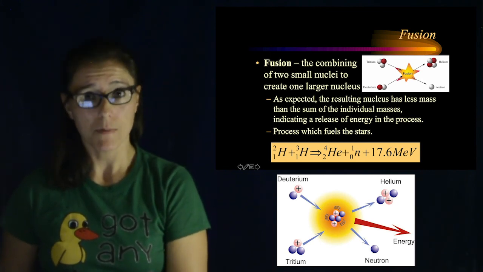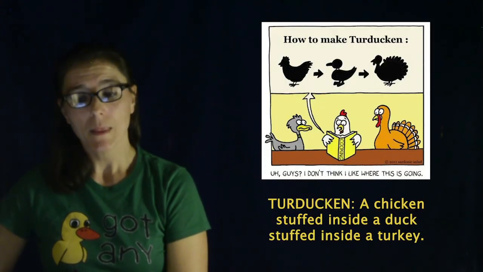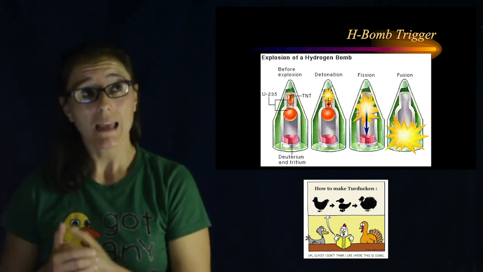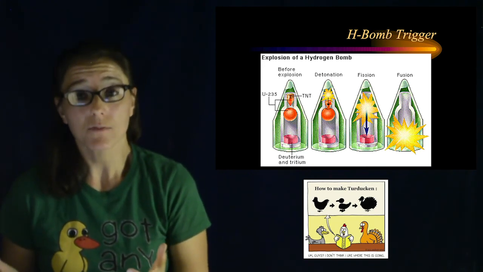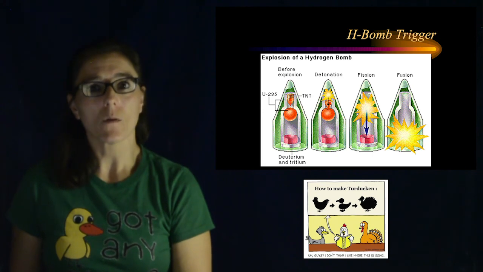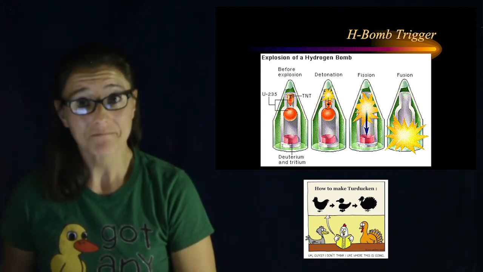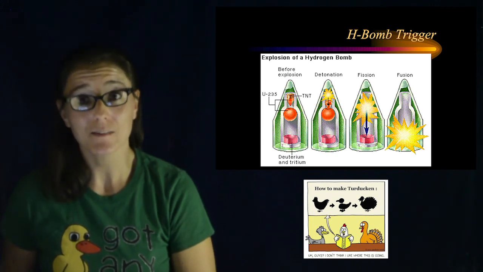So a hydrogen bomb or a fusion bomb is kind of like a turducken of bombs. In order to detonate a hydrogen bomb, you need to make it as hot as the sun if you can. Well, what do we know of that can get as hot as the sun? A fission bomb. A fission bomb can get as hot as the sun.